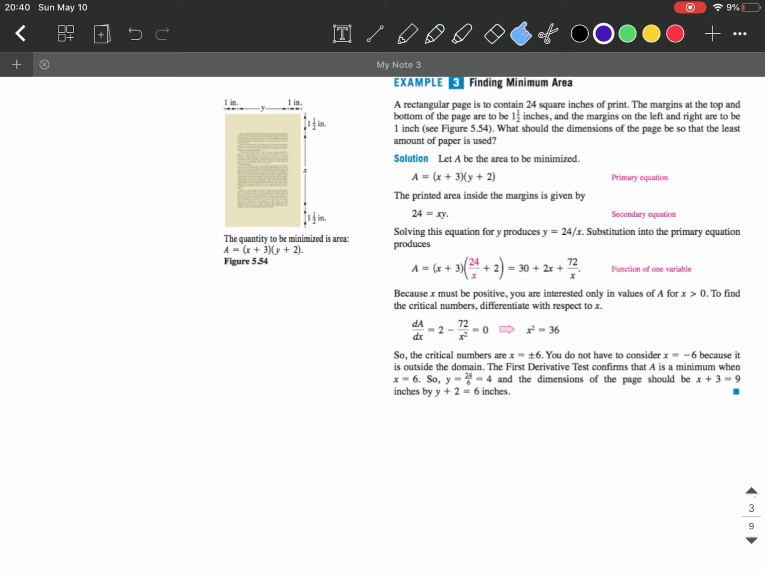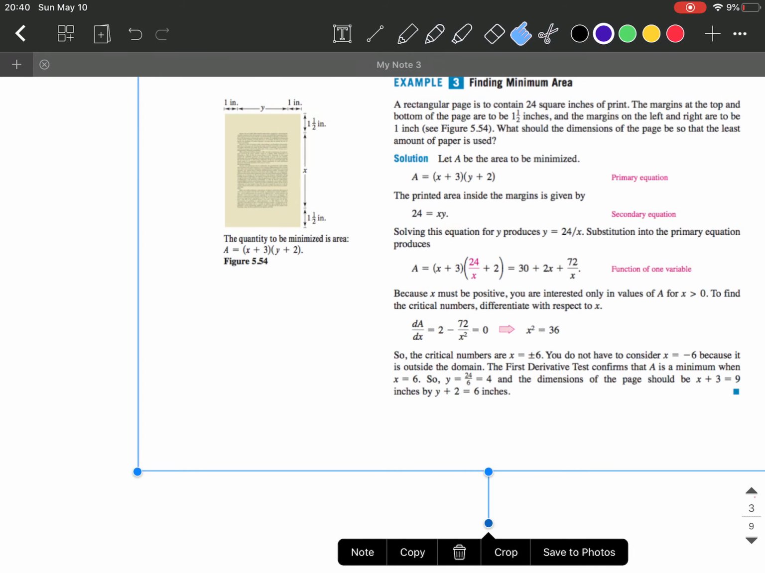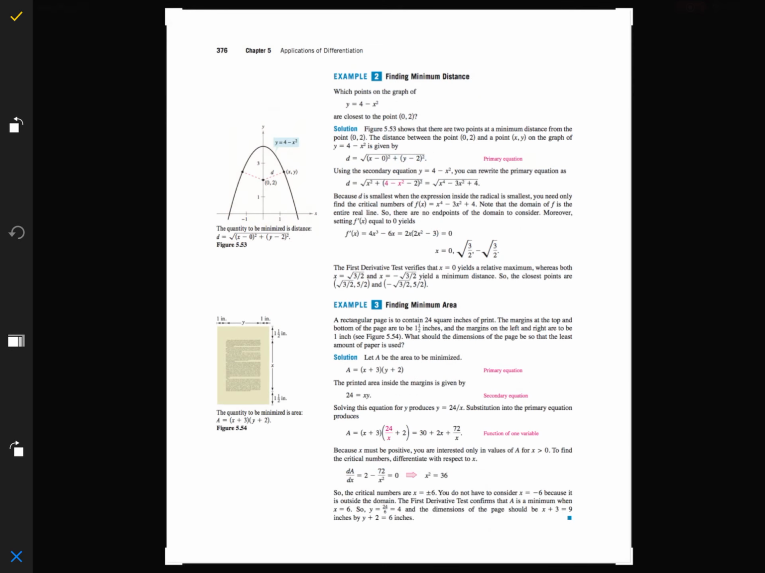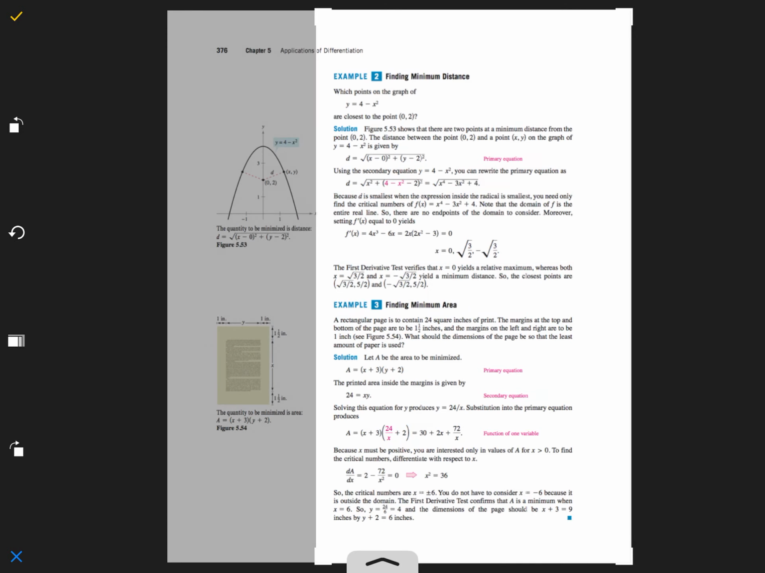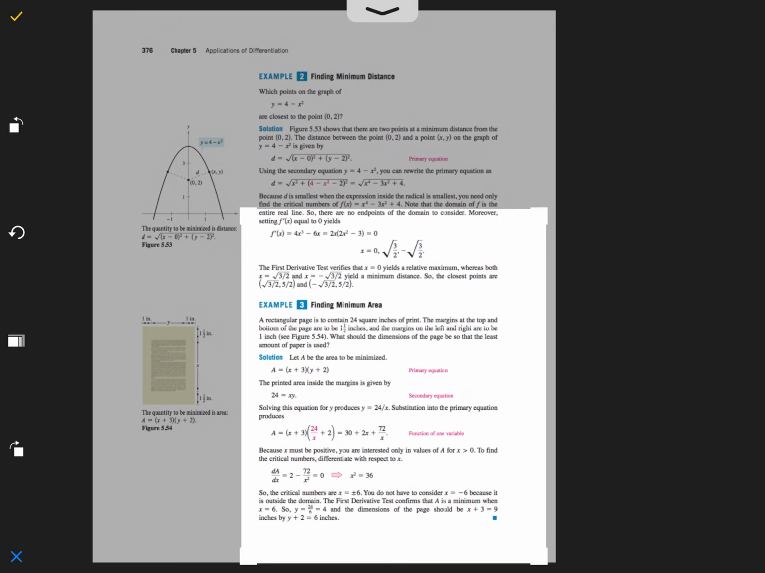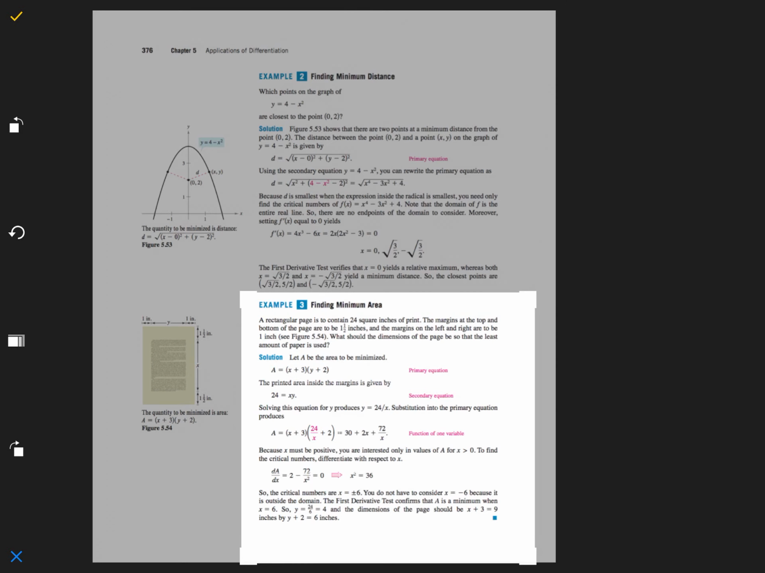Amount of paper is area. So they want me to minimize the area of the big page. So first we need to establish what my variable is. Well, they already did it here in the diagram. Imagine they didn't give you a diagram. Let's focus right now only on the problem.